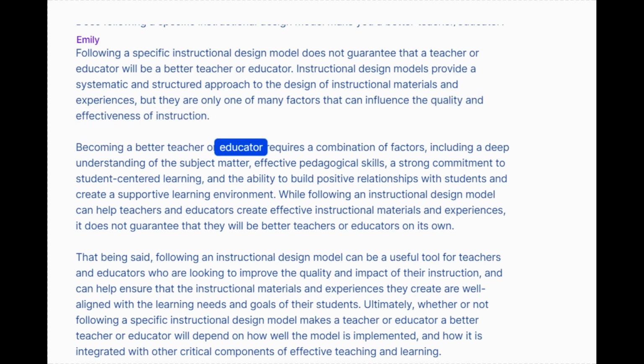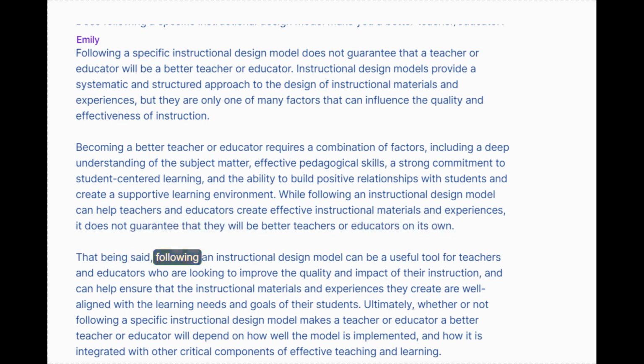Becoming a better teacher or educator requires a combination of factors, including a deep understanding of the subject matter, effective pedagogical skills, a strong commitment to student-centered learning, and the ability to build positive relationships with students and create a supportive learning environment. While following an instructional design model can help teachers and educators create effective instructional materials and experiences, it does not guarantee that they will be better teachers or educators on its own.